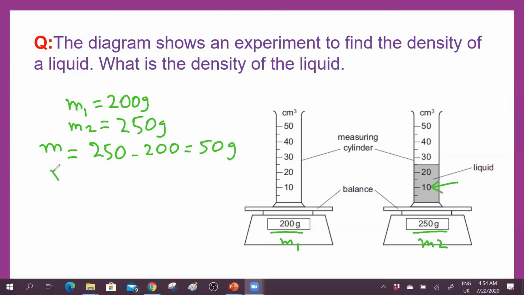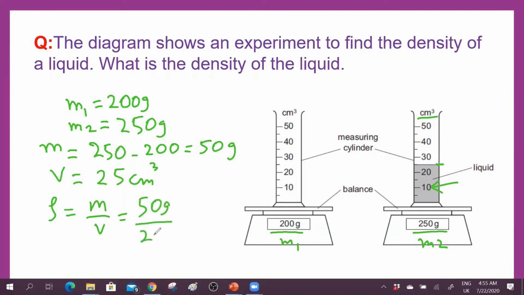Now we are going to decide the volume. The volume we read from the measuring cylinder. That reading is between 20 and 30, so it's going to be 25. Here it's marked with cubic centimeter, so I'm going to write cubic centimeter. To find the density, I'll use the formula rho equals mass over volume. The mass is 50 grams, and the volume is 25 cubic centimeter. So the value of the density is going to be 2 gram per cubic centimeter.